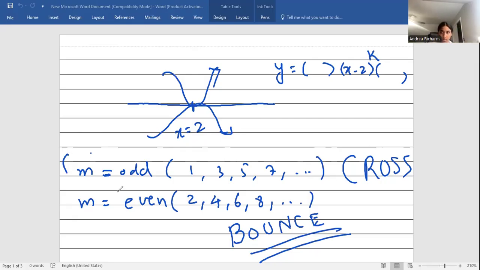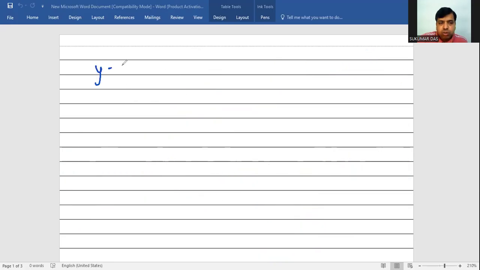Now, what is the difference between multiplicity 1 and 3? In both these cases, it will cross, right? So in that scenario, what is the difference? Let us talk about this with one example. So let's say we have y is equal to x minus 2, and we will draw y is equal to x minus 2 whole cube. We want to draw both of them.